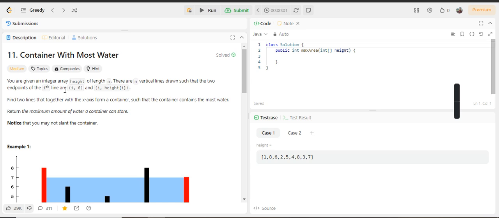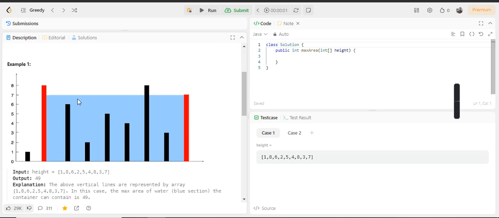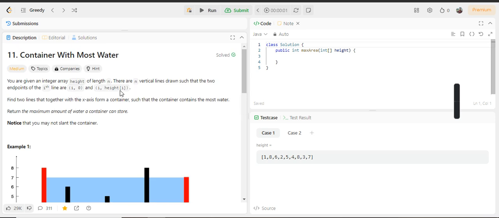We will spend 60-80% of the time on understanding the problem, and the rest on coding. So here, Container With Most Water: you are given an integer array height of length n. The vertical lines are drawn so that the two endpoints of the ith line are (i, 0) and (i, height[i]). Now find two lines that together with the x-axis form a container, such that the container contains the most water.